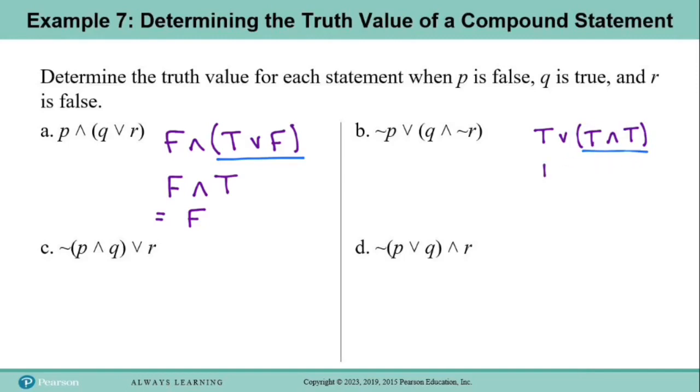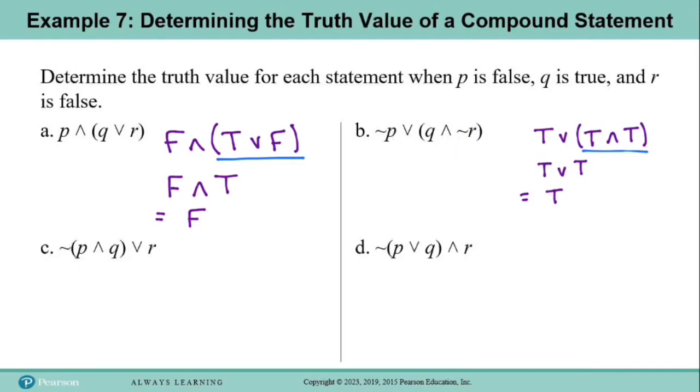Okay, so then I've got true or true. And we know that an or statement is true if one or both of the components is true. So in this case, both components are true, and so the overall statement is true. So for these values, this compound statement is true.